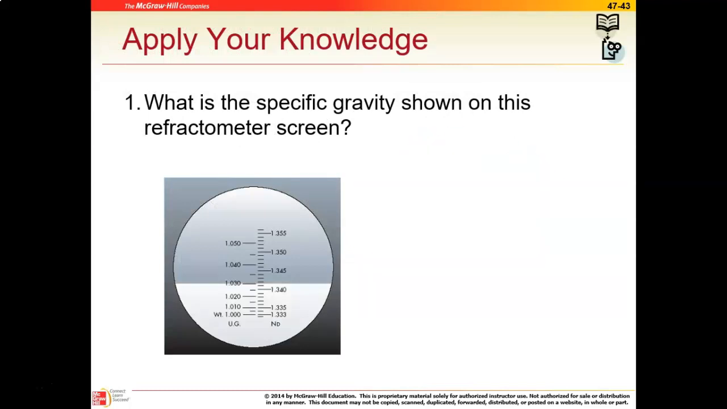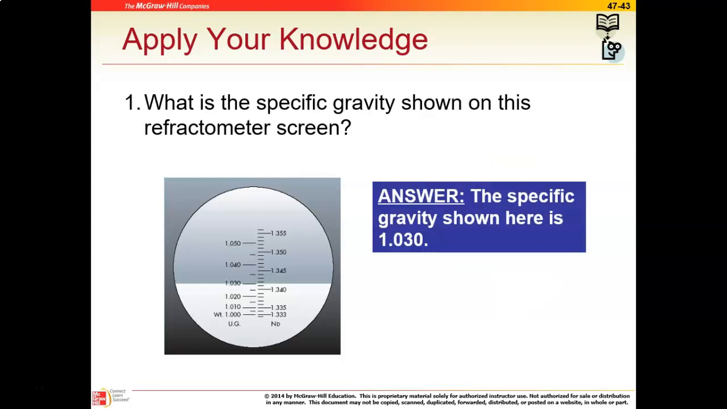Okay, so here we have what is the specific gravity shown on this refractometer. Now remember, we don't really use this machine anymore. We have our specific gravity pad on our reagent strip, but if you look here, the juncture between the white part on the bottom and the grayish part is 1.030, so the specific gravity would be that particular number, 1.030. And honestly, when we're looking at our reagent pads, 1.000 to 1.030 is our normal range. This does go much, much higher, but generally our pads go to 1.030.